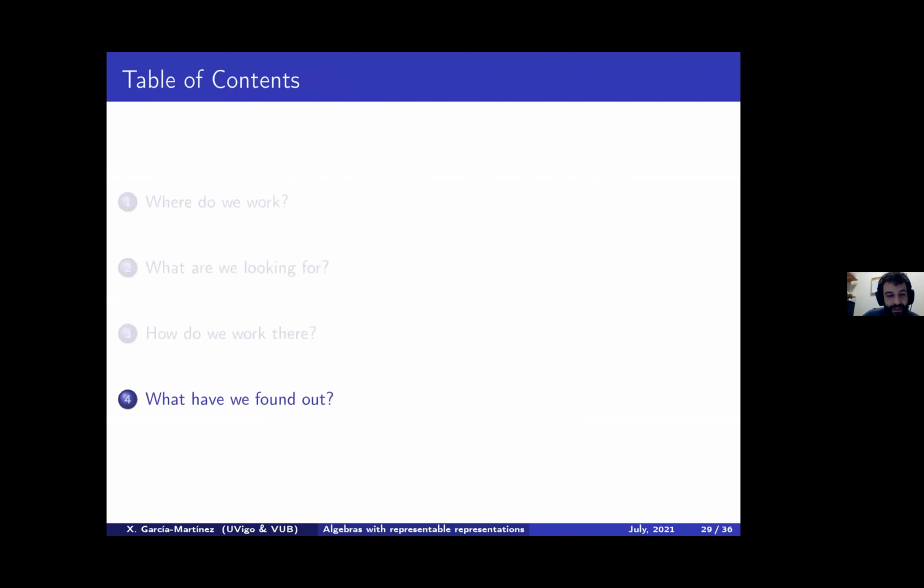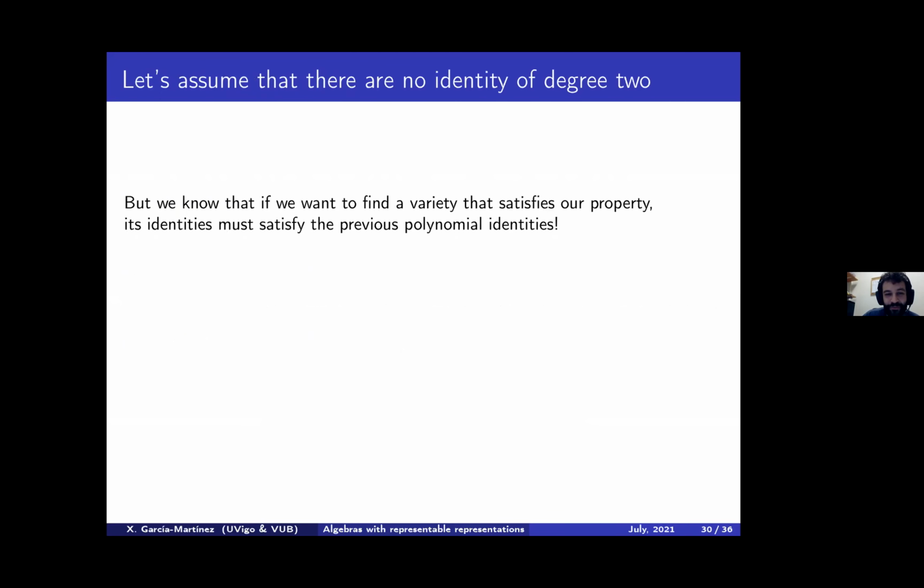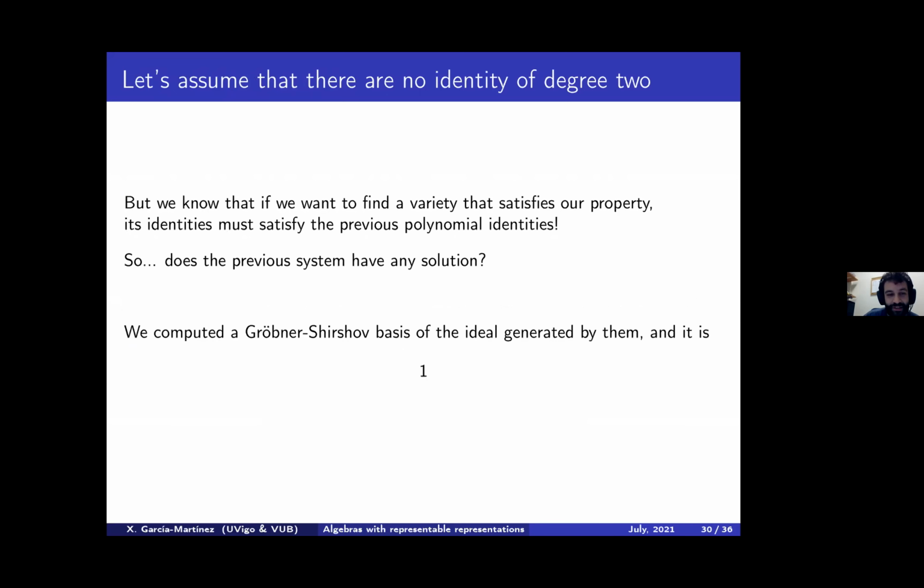And what did we find out? What we did in the end, after trying some very crazy things that of course didn't work, because if you do it like brute force or something, you get nothing with these horrible things, was to find a Grobner basis of the ideal generated by these polynomials. And this Grobner basis was only this. So this means that there was no solution for this.